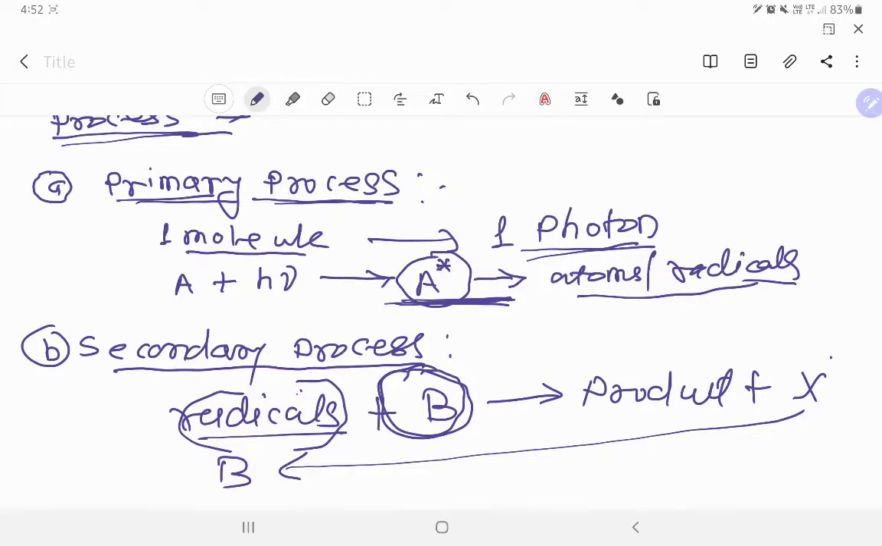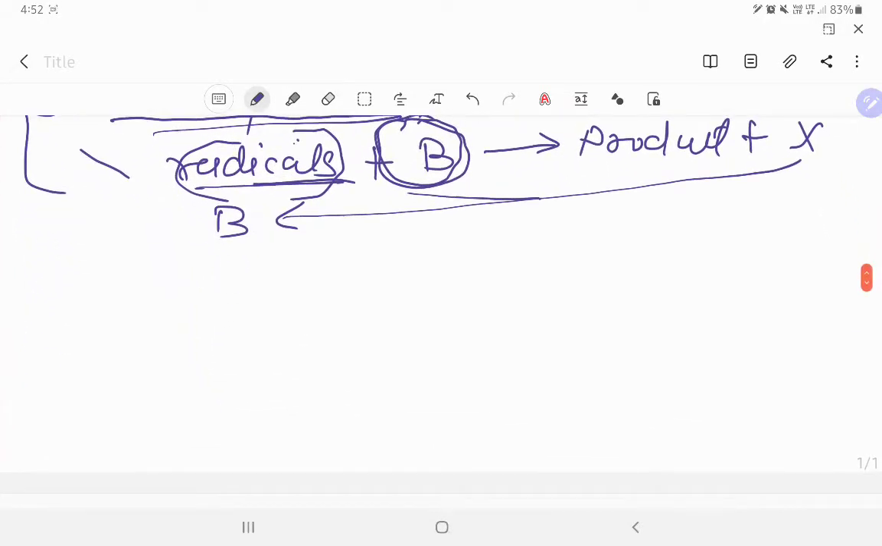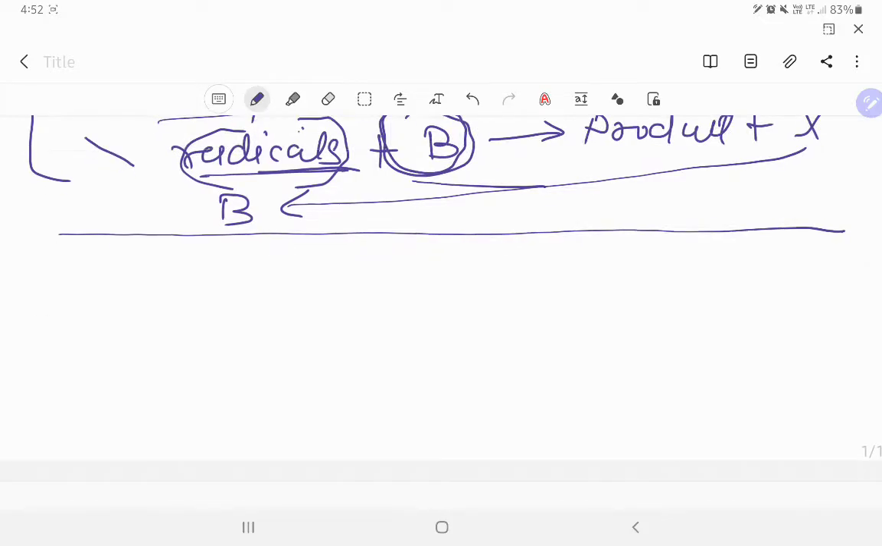Now, you will get this. Two processes are taking place, primary process and secondary process. In the primary process there is an excitation and formation of radicals or atoms, and in the secondary process, radicals react with another reactant. Now, what happens if there is a high quantum yield? In certain reactions, there is a very high quantum yield.